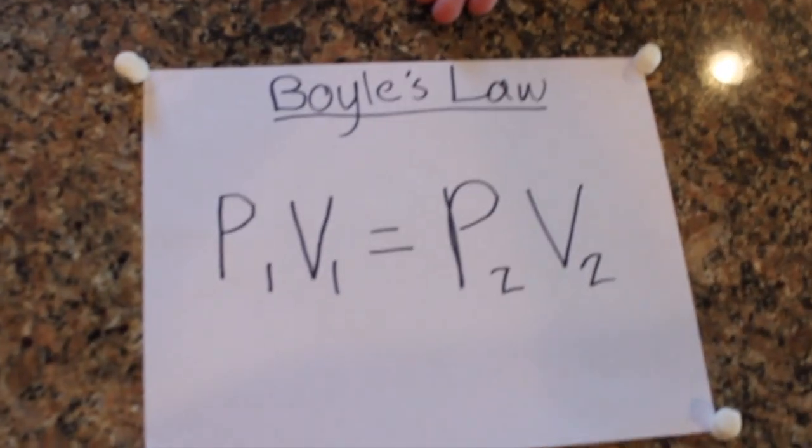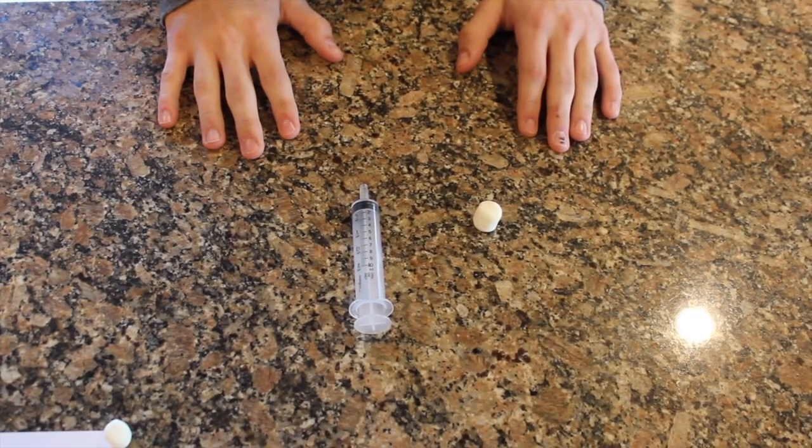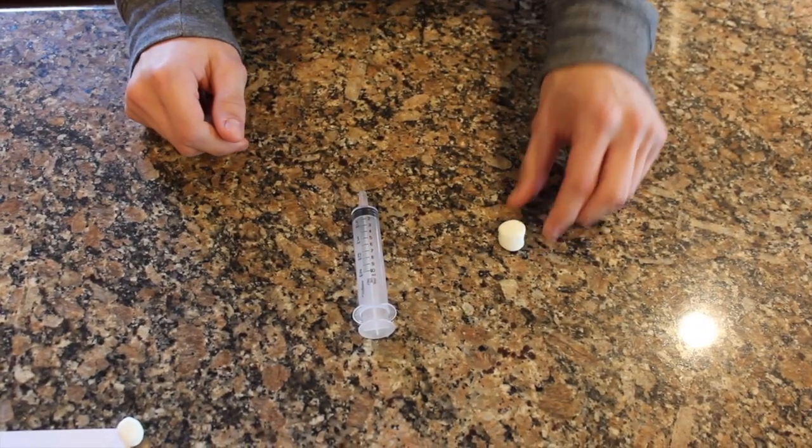Today, we will also be experimenting with Boyle's law. Boyle's law is an inverse equation that states when pressure increases, volume decreases, and when volume increases, pressure decreases. Here is his formula. The materials you will need for this experiment are a medicine tube and a marshmallow. Very simple.